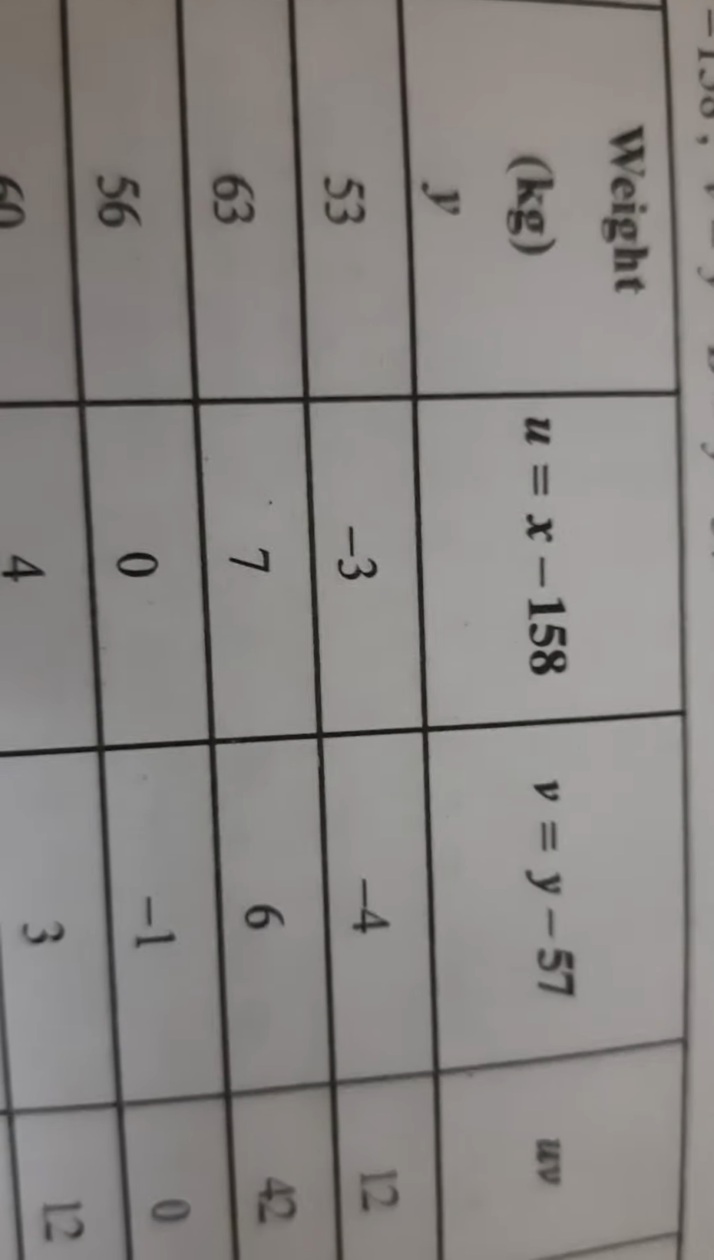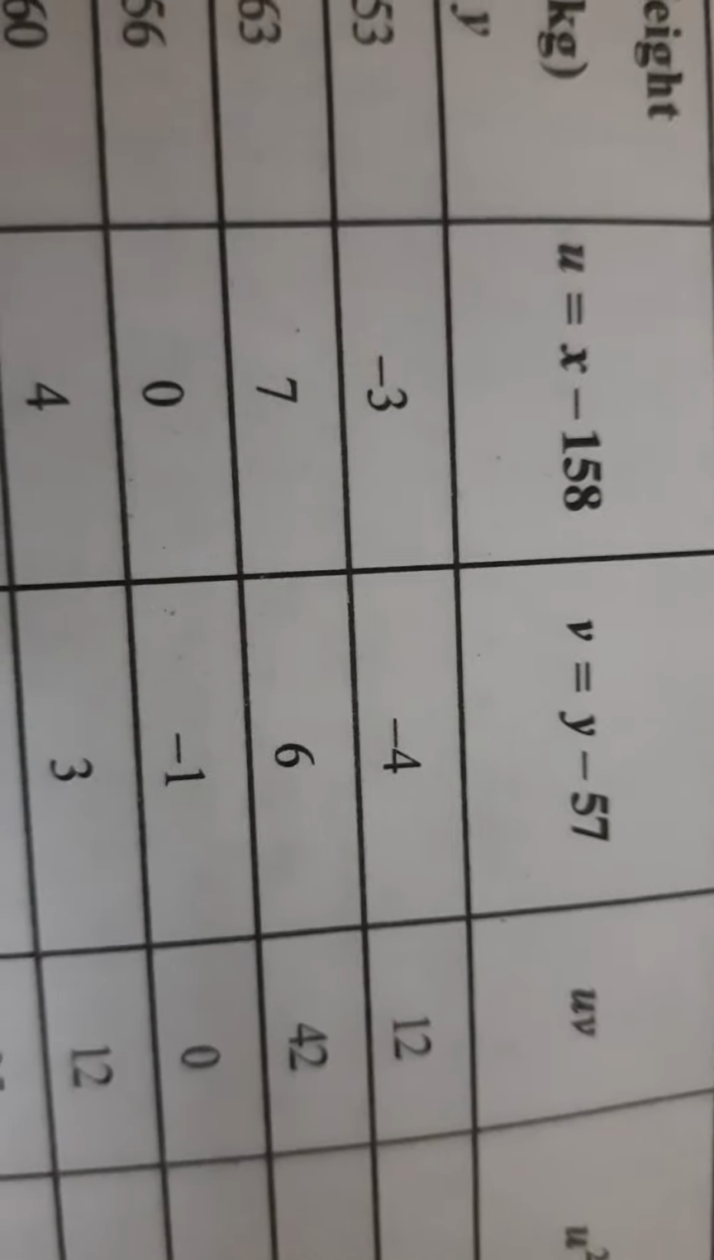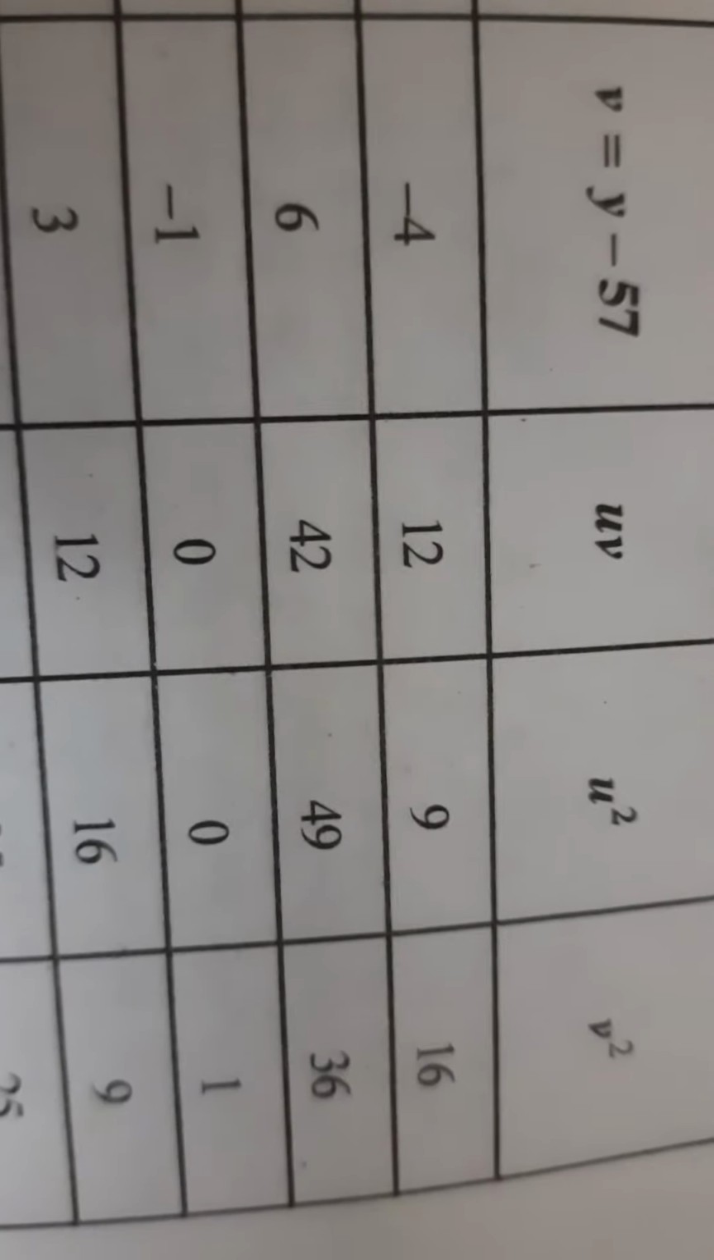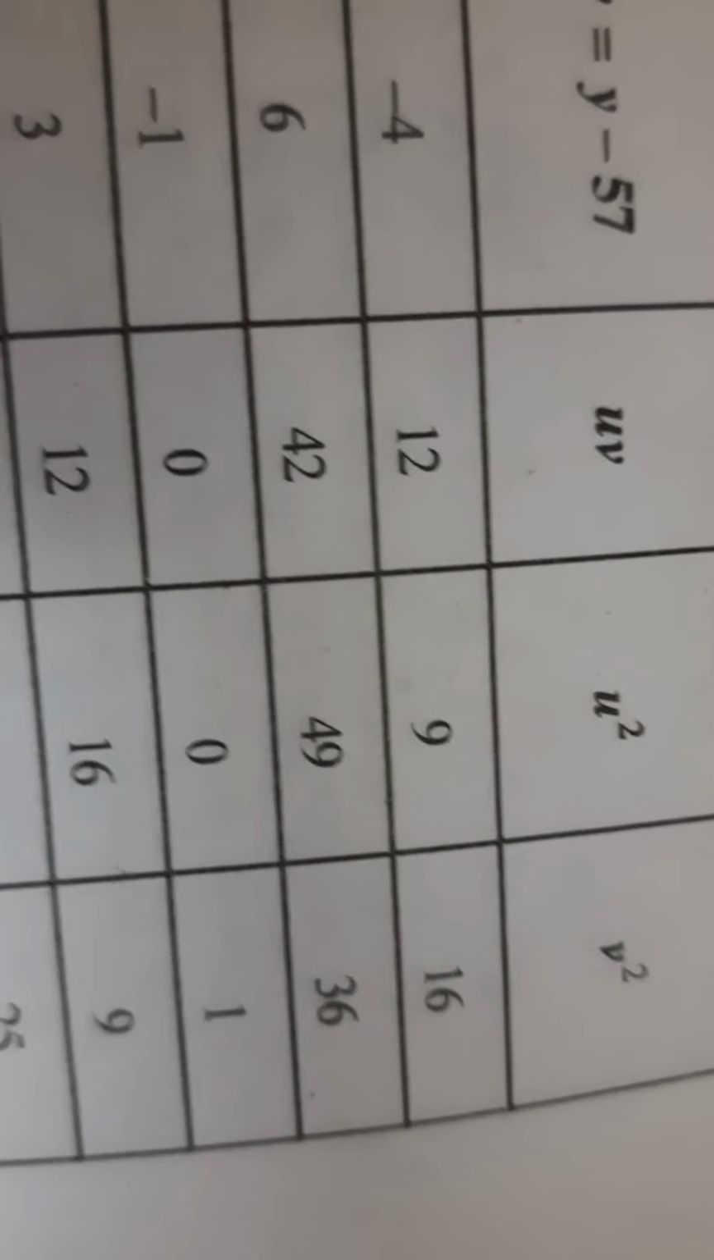Like that each value we find out, so we will get u, then v, where v is from y minus 57, this way we are going to get it. Then you find out uv, u squared, and v squared.